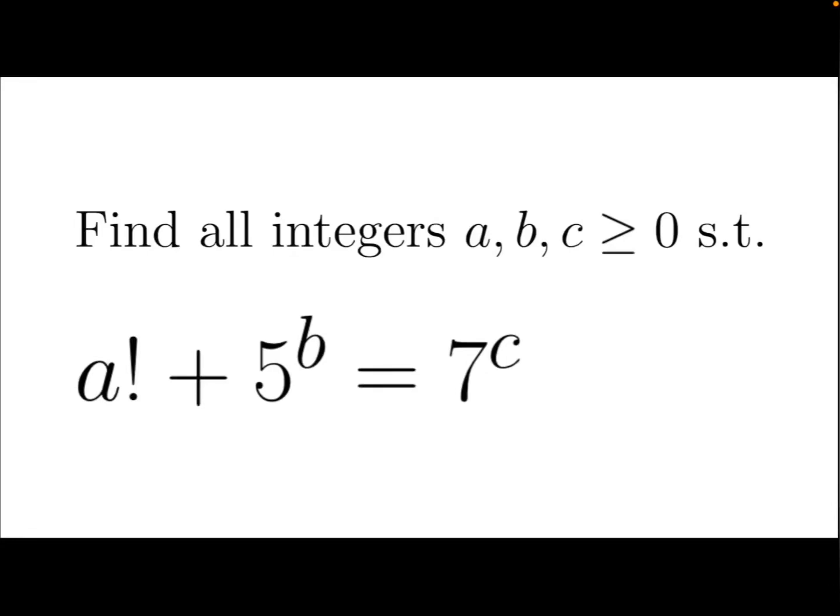In this video, we are going to find a factorial number and the power of 5 such that the sum is a power of 7.